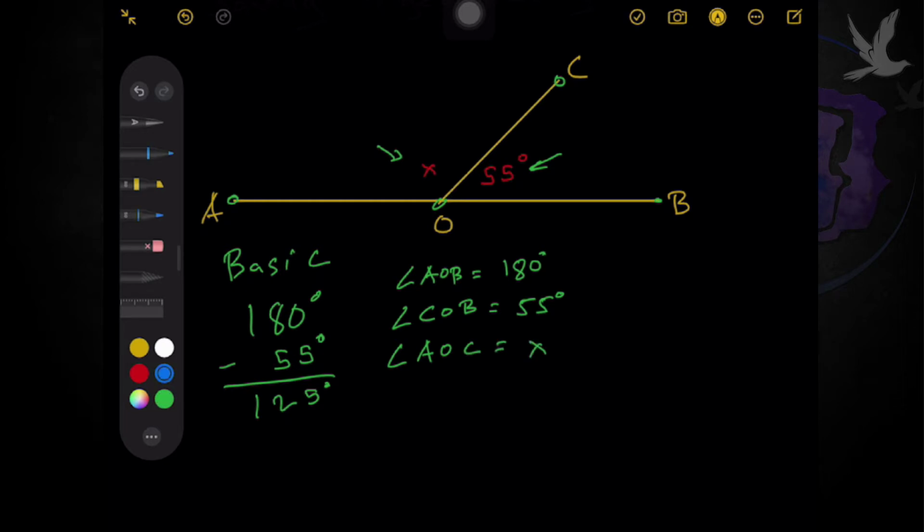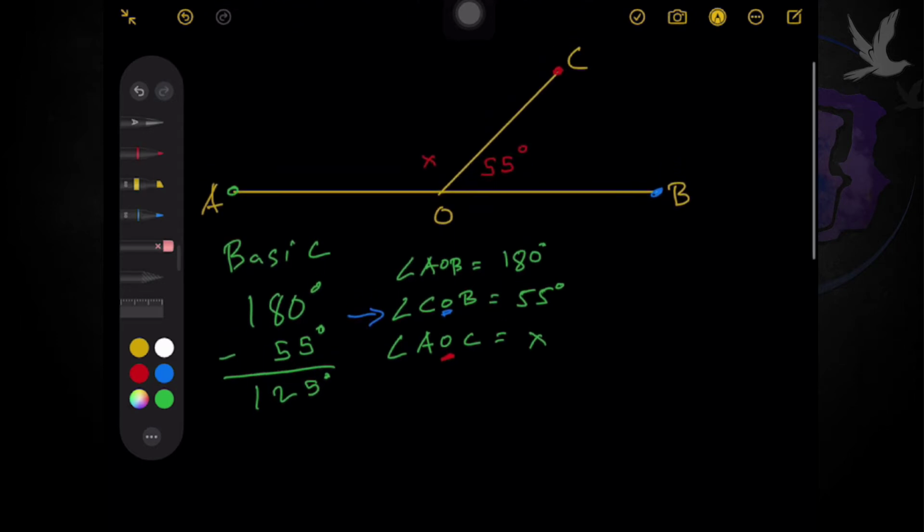So, again, try natin i-color code. This COB, kaya siya naging COB because point C, point O, point B. And of course, the vertex should always be at the center. And angle AOC naman, points A, O, C. That's why we were able to come up with the name of AOC, and in which O is at the center because O is our vertex. Okay, klaro na ha? We were able to name the angles.